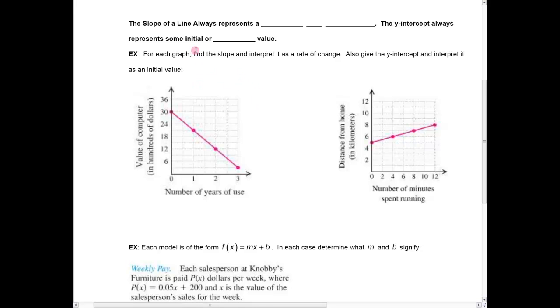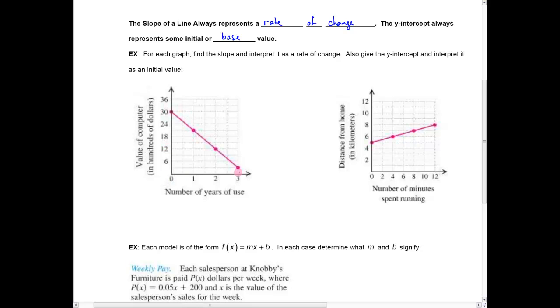Hi everybody, in this video I wanted to talk about slope and in particular what slope means. So the slope of a line always represents some sort of a rate of change, and the y-intercept always represents some sort of initial or a base value. So for example, here's some graphs, and we like to find the slope and interpret the slope as a rate of change. Also the y-intercept is an initial value.